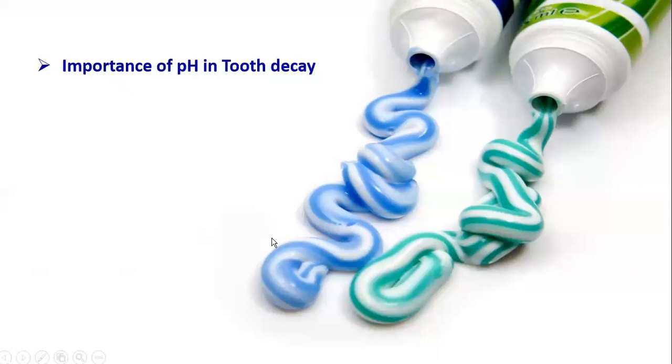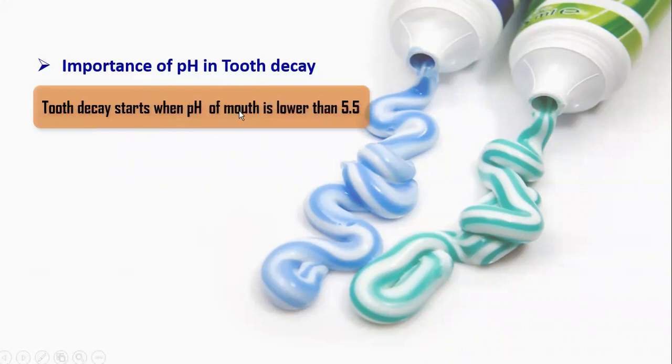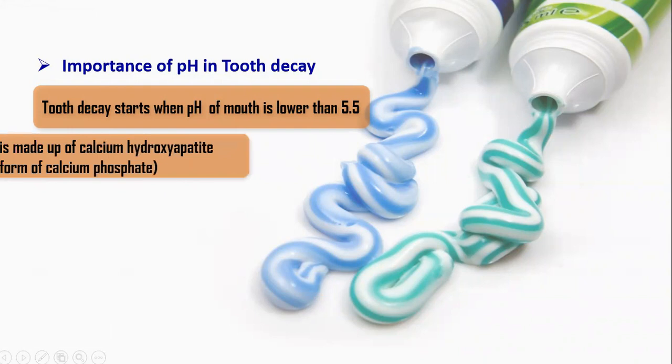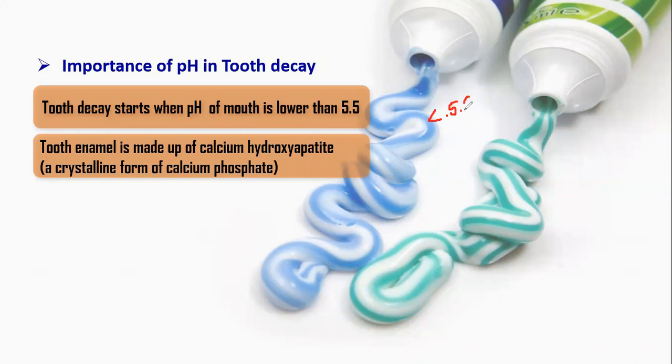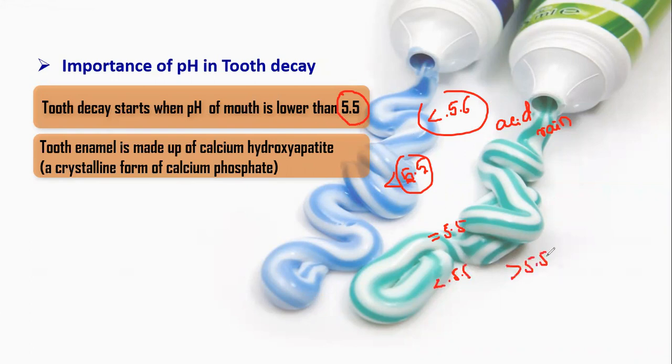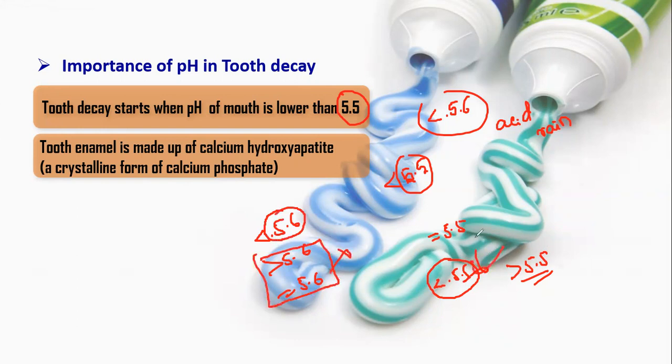Now the importance of pH in tooth decay. So not only in acid rain, one more importance of pH is in tooth decay. Tooth decay starts when the pH of the mouth is lower than 5.5. What about the acid rain? Acid rain pH is less than 5.6. Whereas for tooth decay, the pH value is less than 5.5. Keep it in mind. There is a chance they ask equal to 5.5, less than 5.5, greater than 5.5. So your answer is less than 5.5 for tooth decay. Whereas for acid rain, it could be less than 5.6, greater than 5.6 or equal to 5.6. So your answer should be less than 5.6 but not greater than or equal to. Is it clear? Less than 5.6.